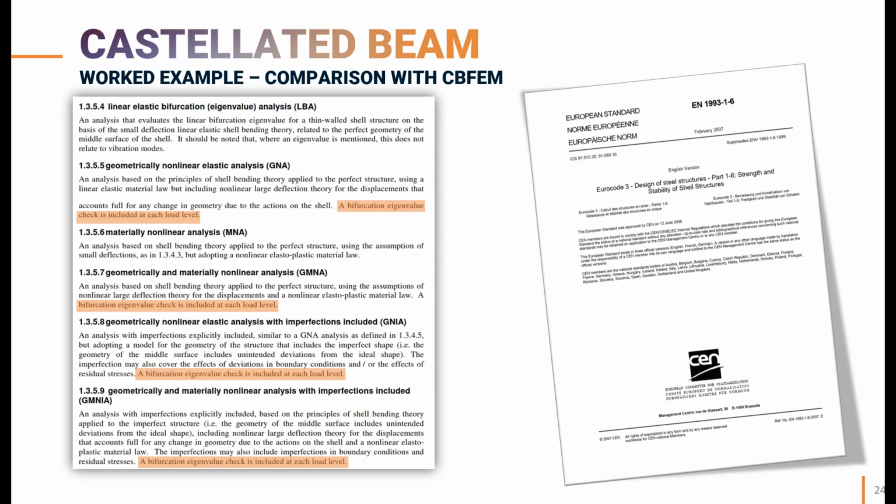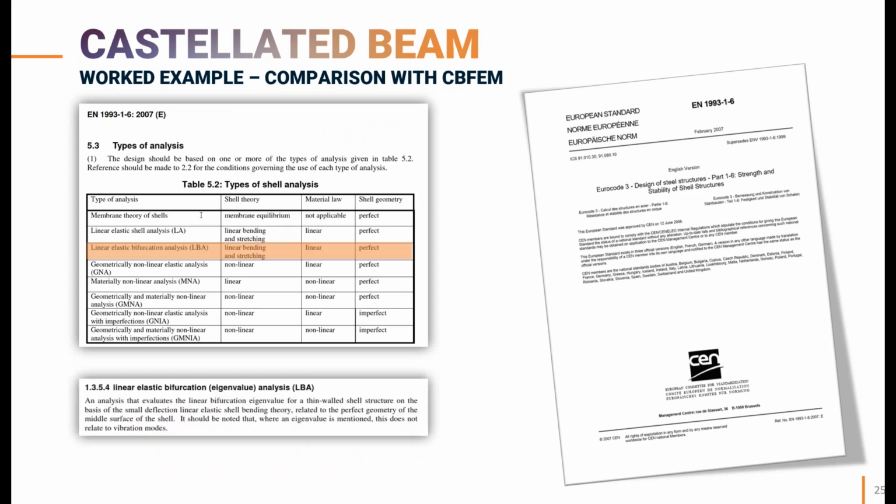However, according to this code part, every numerical analysis proposed should include a bifurcation eigenvalue check for each load level. And this is actually the way to check if the substructure is susceptible to any type of buckling effect, as requested for the verification of the ultimate limit state. The bifurcation analysis is also covered in this part of the code, which is essentially a linear eigenvalue analysis. Small deflection theory applies, and the assumed geometry remains that of the perfect shell. With this type of analysis, we can obtain the lowest eigenvalue at which the shell may buckle into a different deformation mode.